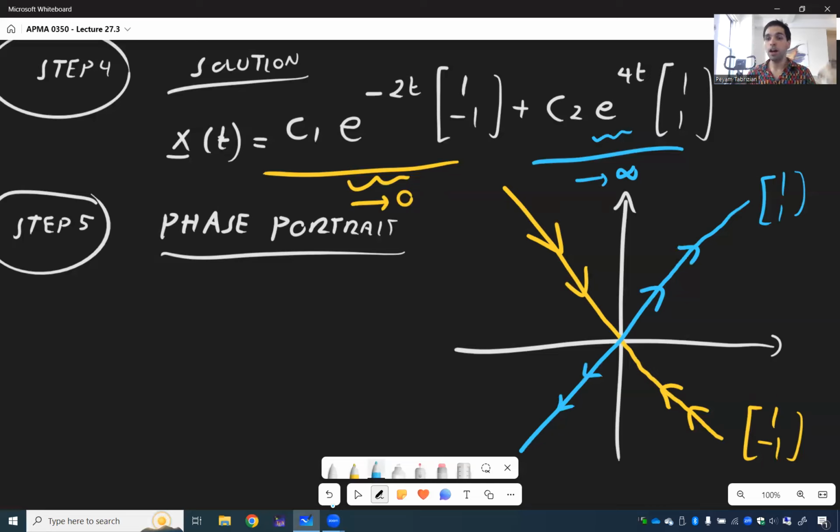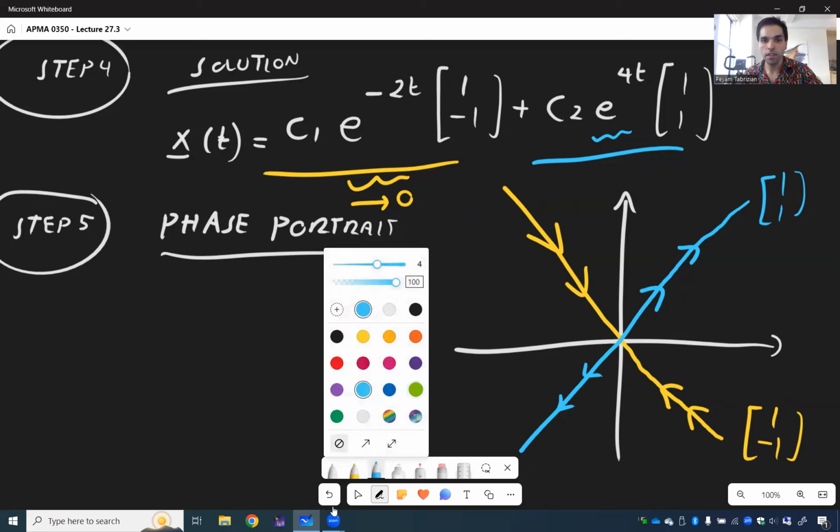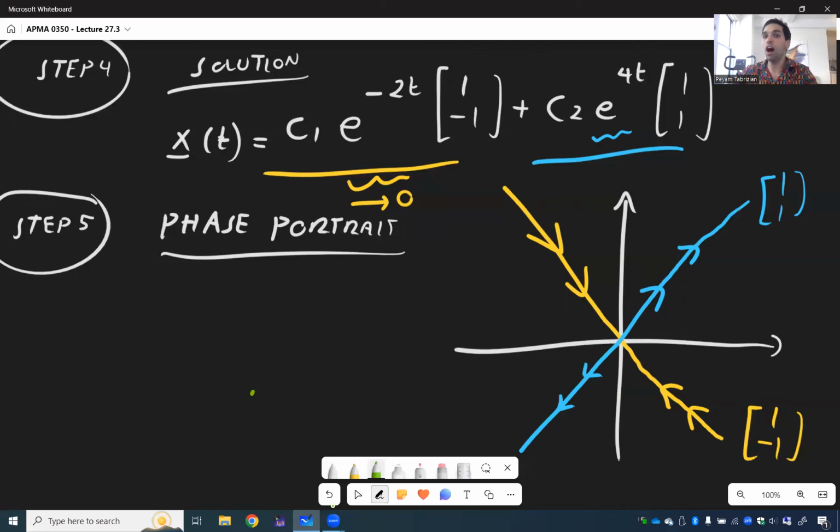So let me recap. On (1, -1), solutions go towards 0, so you draw arrows towards 0. On (1, 1), solutions go away from 0, so you draw arrows away from 0. Last but not least, all you have to do is connect the dots. So think of this as a velocity field or like wind, and you just have to follow the wind. So if you start from any point, because of the yellow axis, you move down, and because of the blue axis, you move up.